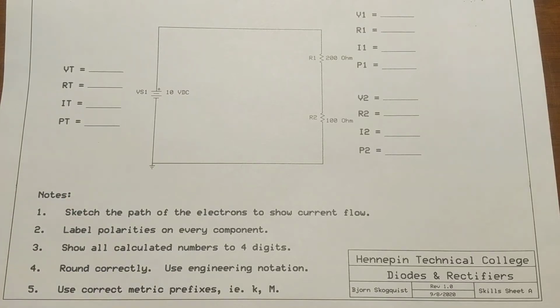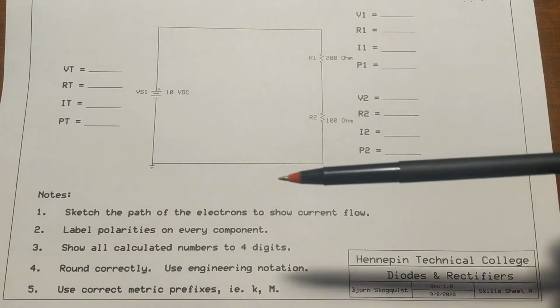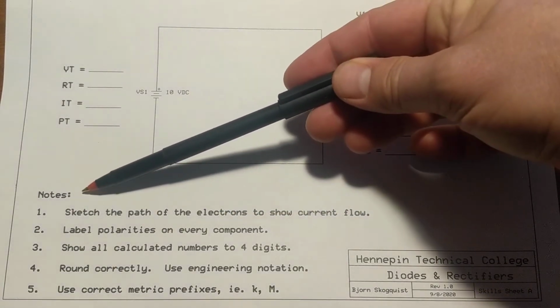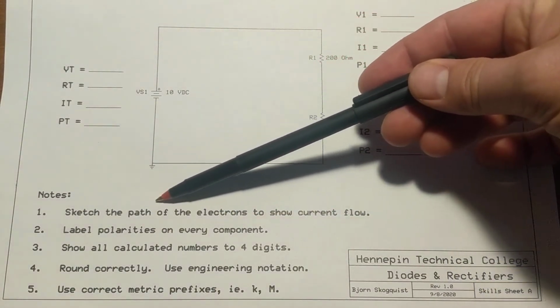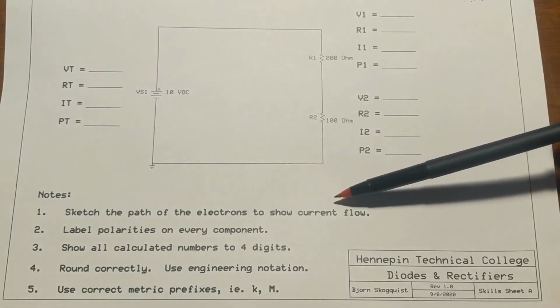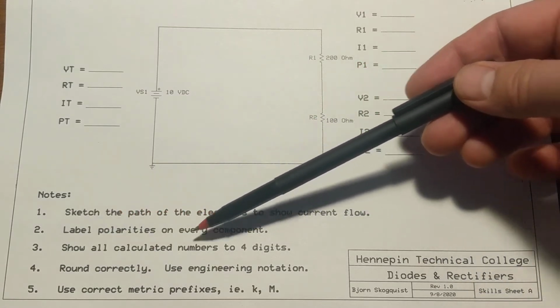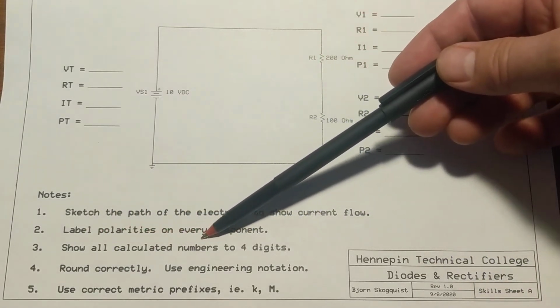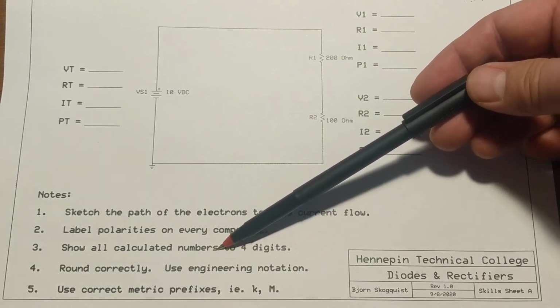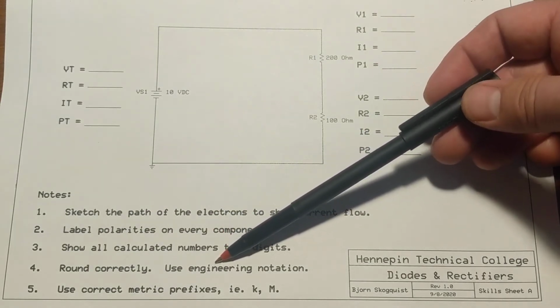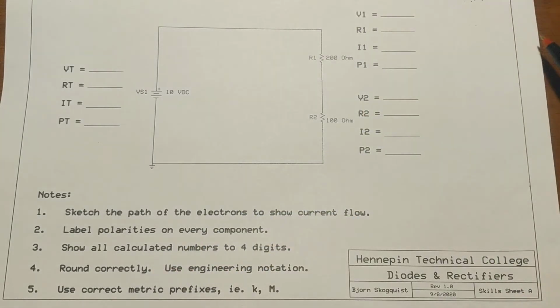Alright, so if ever I give you any of these things, look first at your notes. We want to sketch the path of the electrons to show the current flow. I want you to label polarities on every component, show all calculated numbers to 4 digits, round correctly, use engineering notation, and use the correct metric prefixes. Let's just go through this one together so that you get an idea. I'm going to want to see these things on the papers that you hand in.